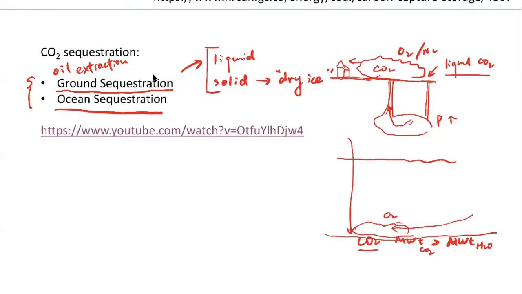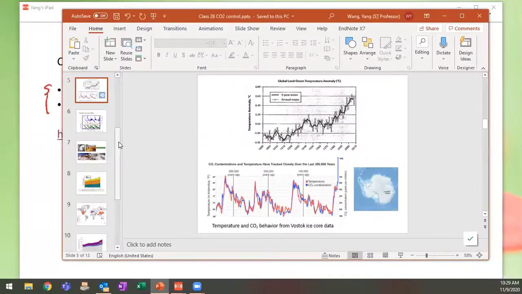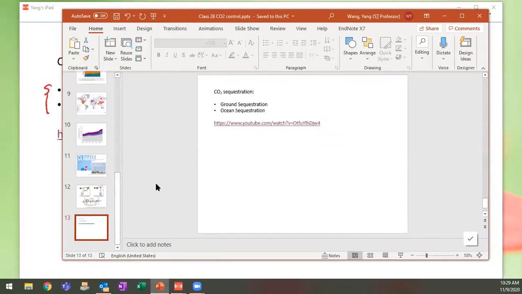So finally, in this class, I would like to show a video about the carbon capture and sequestration. This is from the US Department of Energy. So they spend a lot of effort in trying to find the best technique for storing and capturing this carbon dioxide.